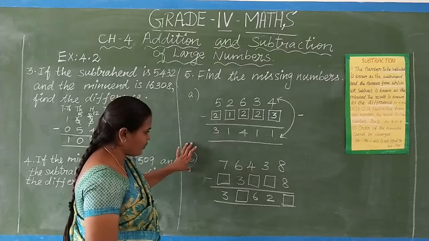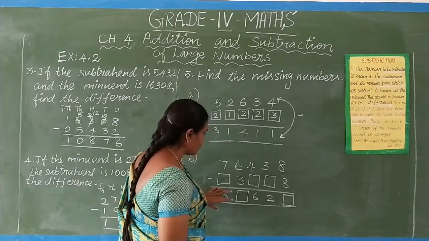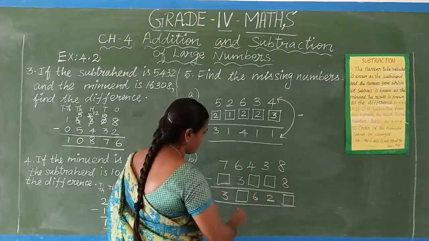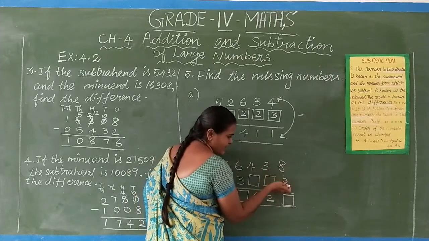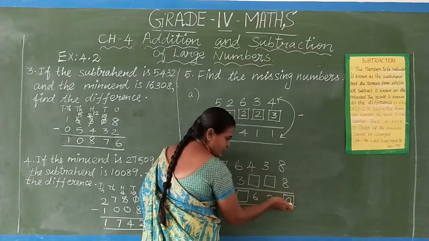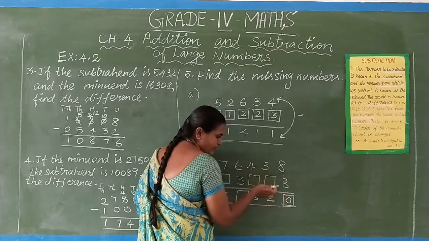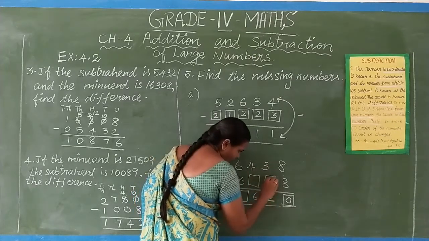Okay, second one. This is minuend. This is subtrahend. This is difference. So these two columns are given as boxes. So now we will fill. Now subtraction. So this is as usual. So 8 minus 8, 0. 8 minus 8, 0. Here 3 minus 2. So big number minus small number. 3 minus 2, your answer is 1.